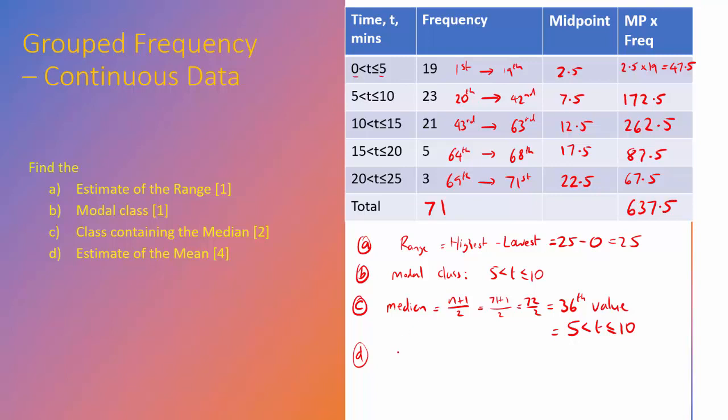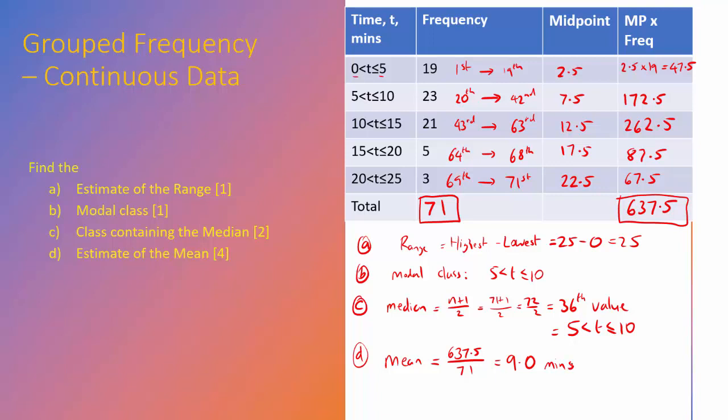Now to find the mean, all we do is take this number here and divide it by the total number of people. 637.5 divided by 71 gives me 8.98, which I'm going to put as 9.0 to 1 decimal place. So the mean time is 9.0 minutes to 1 decimal place.